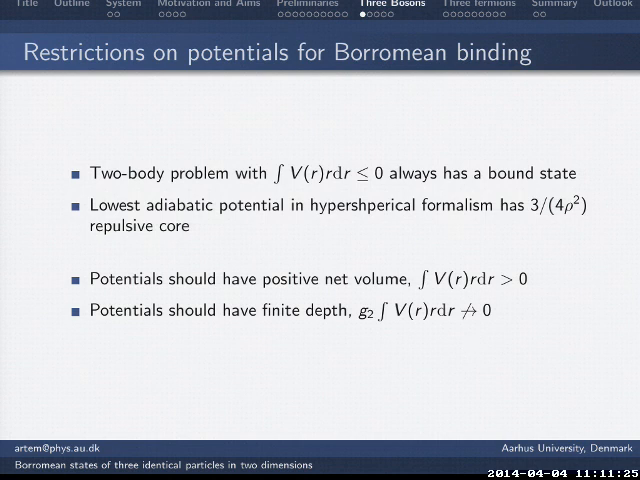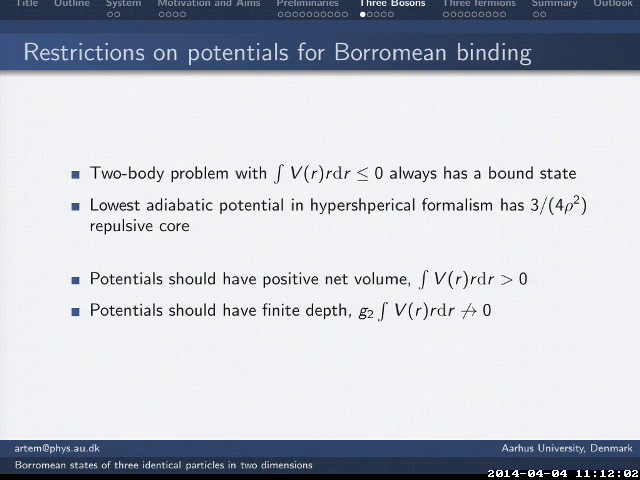Okay, now we go to some results, first for 3 bosons. First we would like to establish restrictions on potentials for Borromean binding. So what do we know? We know the 2-body problem with a potential of negative or non-positive net volume always has a bound state. And we also know that the lowest adiabatic potential in the hyperspherical formalism has a 3/4 rho squared repulsive core.